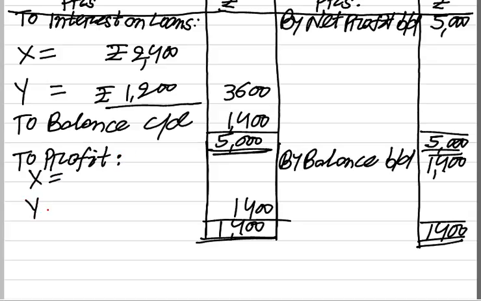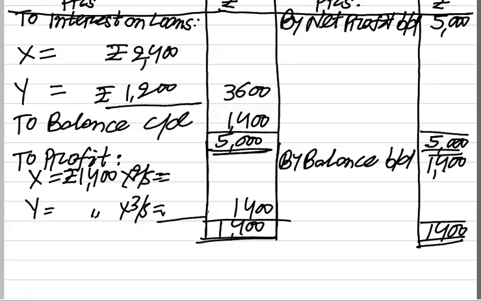To profit transferred to X and Y. This is rupees 1400 multiplied by 2/5 for X and 3/5 for Y. This is equal to 560 and 840. Rupees 560 and rupees 840. And you see this has been distributed in the ratio of X is to Y, in the ratio of 2:3.